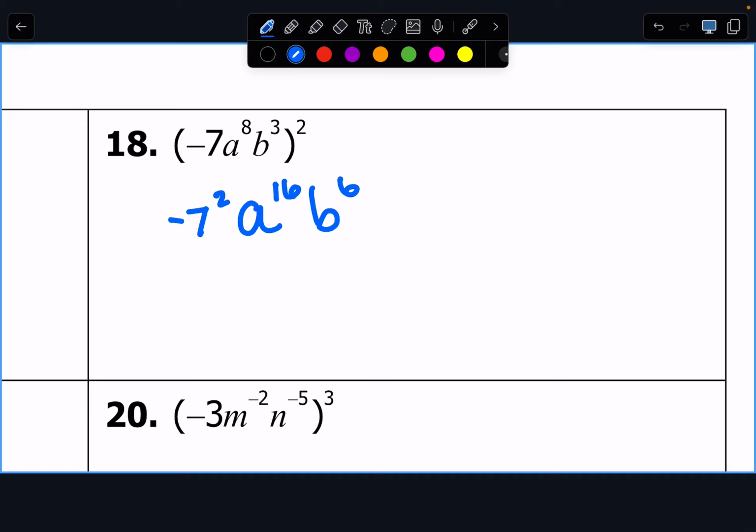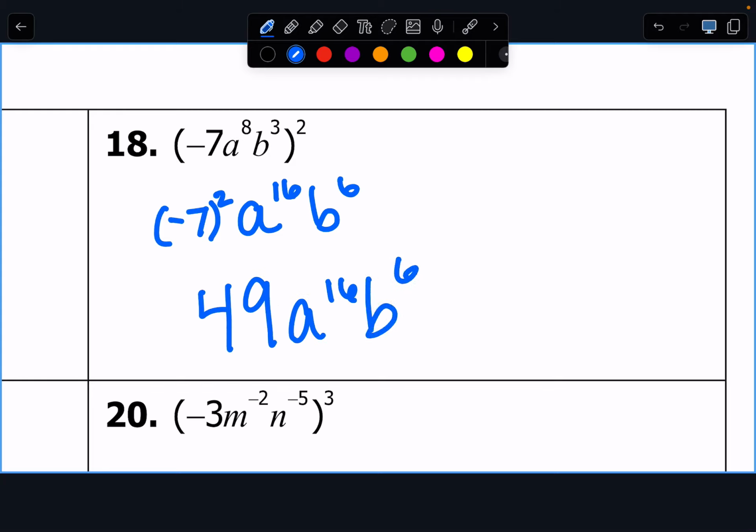Negative 7 is getting squared, right? What did I tell you about negative numbers with an exponent? They need to be in parentheses. Because what is negative 7 times negative 7? 49. This is a positive 49. So if you had a negative 49, please fix it. And please be careful when we have negative coefficients and how that's going to affect our answer.